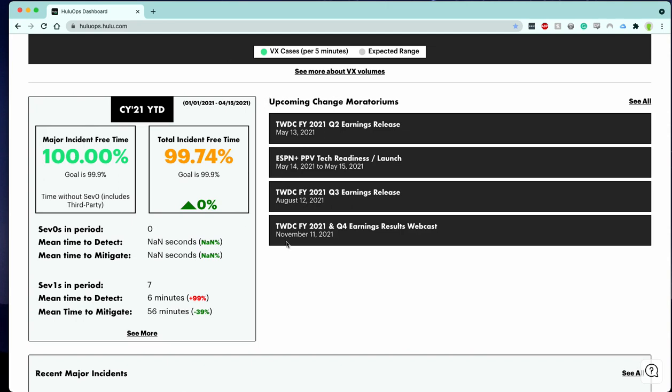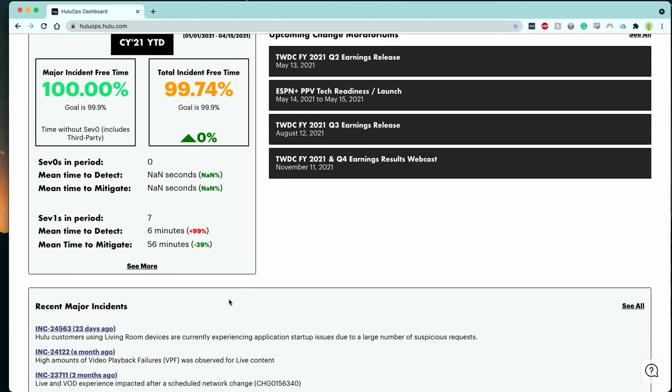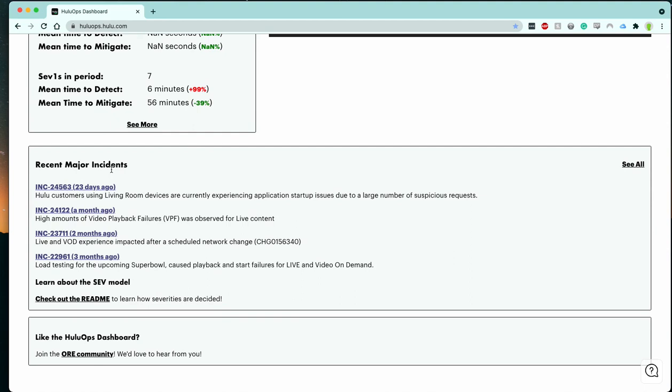What you're looking at right here, again, going back to the LOTR reference that we just had, that is the upcoming change moratoriums as defined by the Disney Corporation. And so this is super important because change moratoriums mean that we are a little bit more stringent about software releases into production during these times. And we don't stop people from deploying during these times. We actually just make them very aware. And in the event that they want to actually deploy, we request that they get an access or an approval from a senior leader. What you're looking at down here are the recent major incidents.